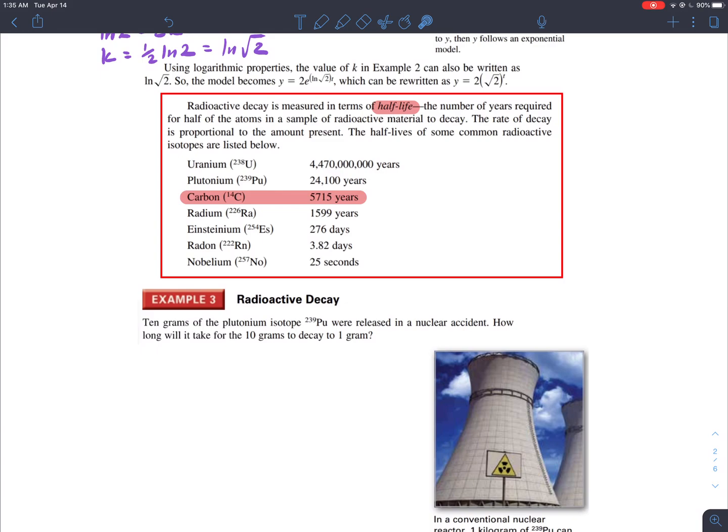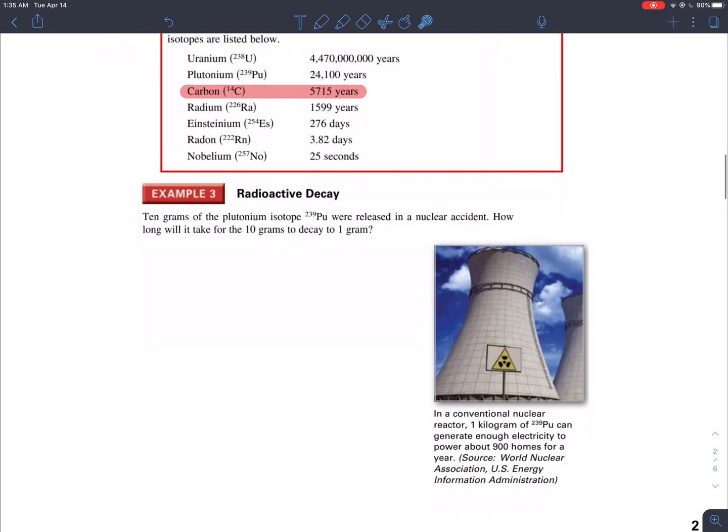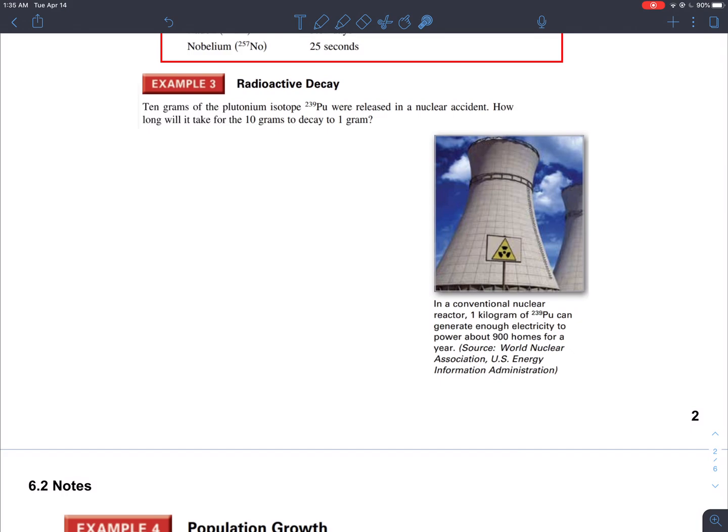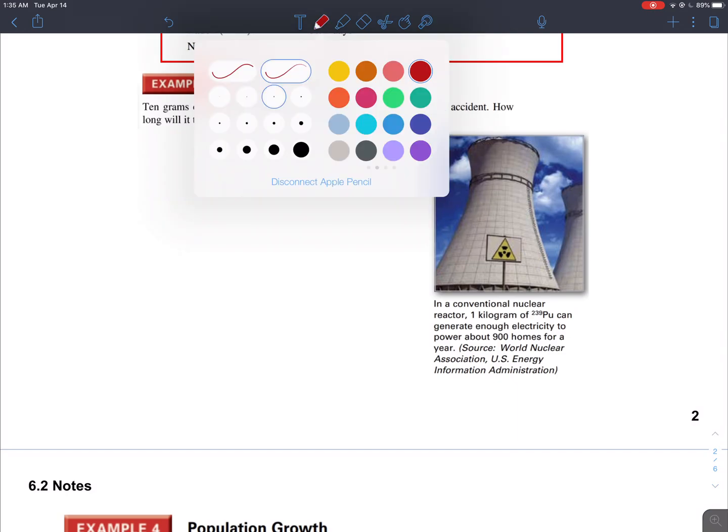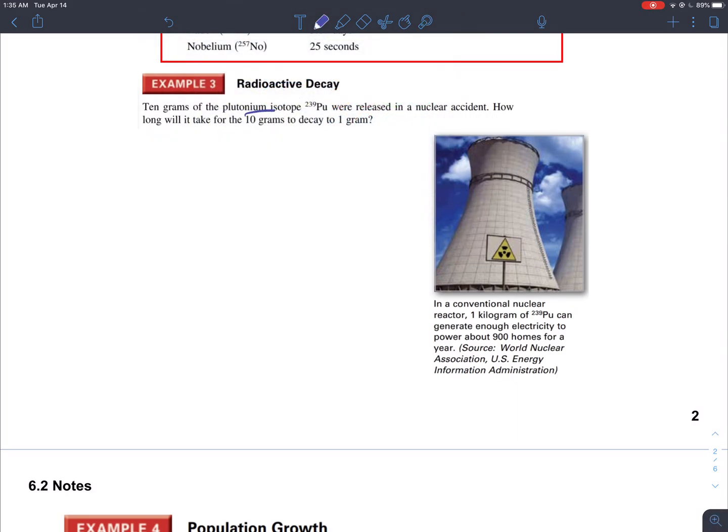All right, moving on. Our radioactive decay problem here. 10 grams of plutonium isotope were released in a nuclear accident. How long will it take for the 10 grams to decay to 1 gram? All right, well, they told us 10 grams. There's our initial value. That's our C. So we're already there.